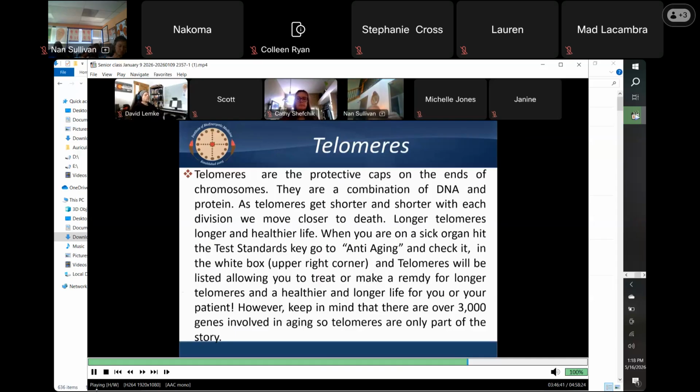So remember, if you're on a sick organ, go to the test standards key, go to anti-aging and check it. And in the white box, upper right corner, telomeres will be listed, allowing you to treat or make a remedy for it.